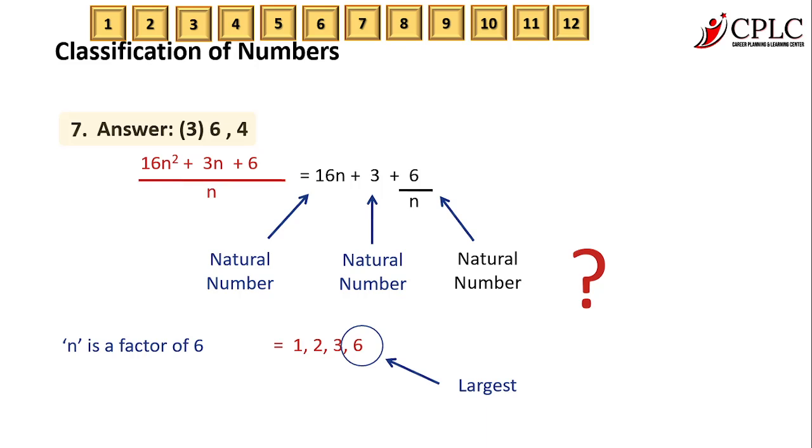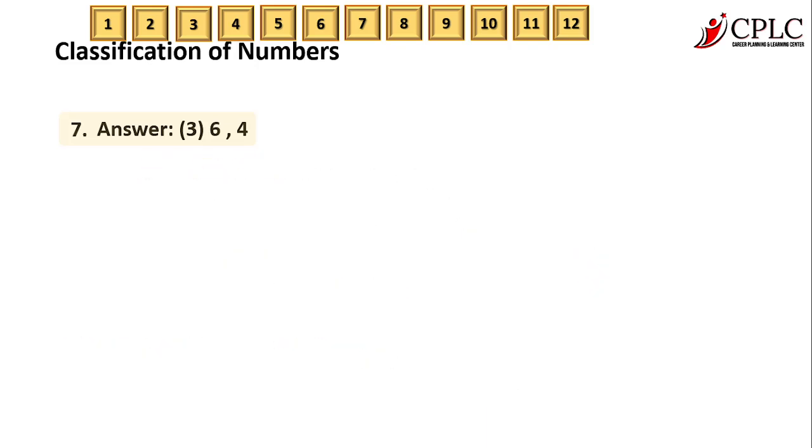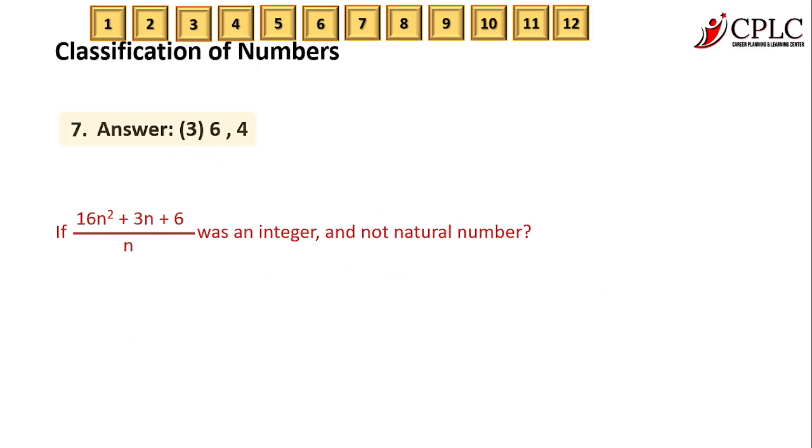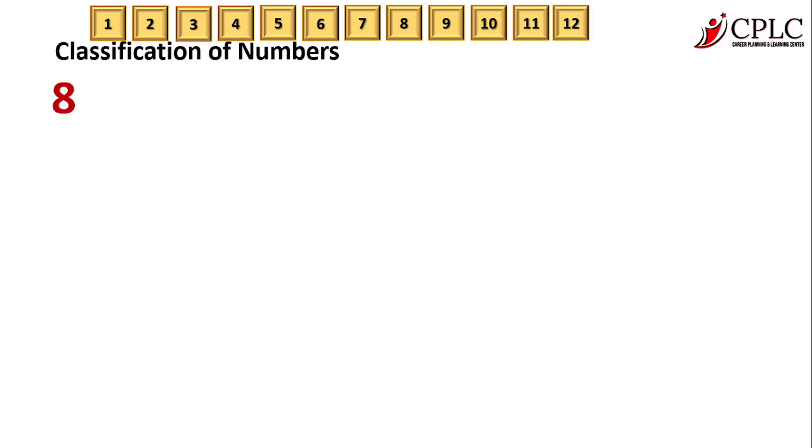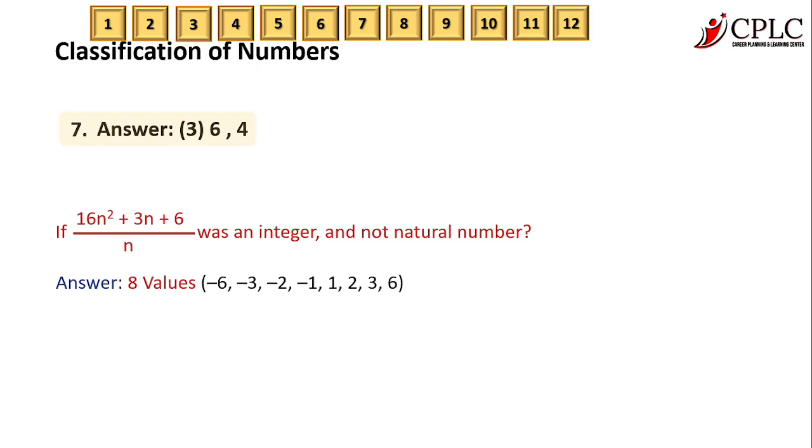Now, suppose we change this question, and instead of saying that it's a natural number, it is an integer, and everything else remains the same. And now comes another revelation, because now we want integers, and integers can be positive and negative. So in this case, n can take four more values: minus 6, minus 3, minus 2, minus 1. But 6 still remains the largest number.